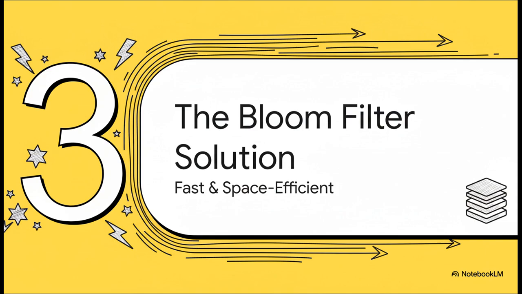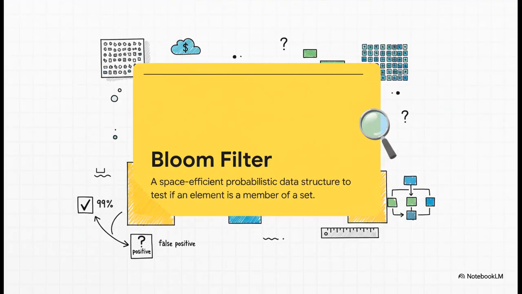It offers a truly brilliant trade-off. So what is this thing? Well, a Bloom filter is a space-efficient, probabilistic data structure. Let's break that down, right? Space-efficient means it uses a tiny, tiny amount of memory. But the real keyword here is probabilistic. It means the filter isn't always 100% certain.